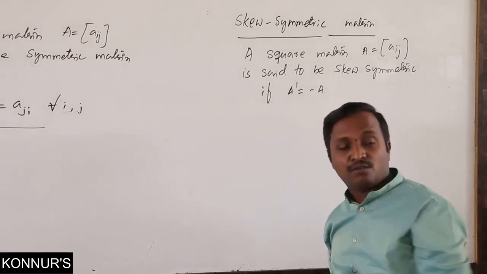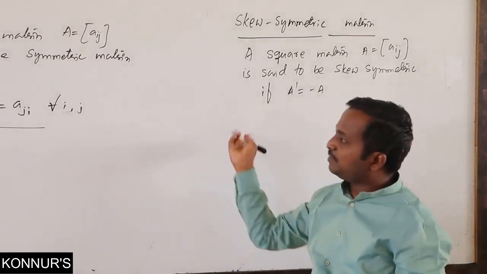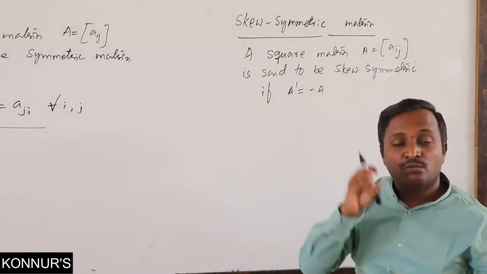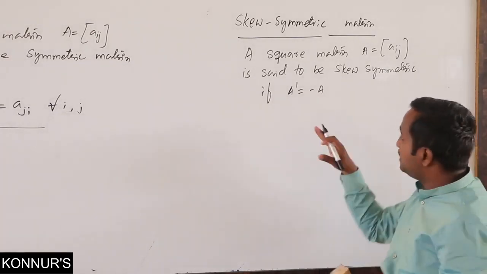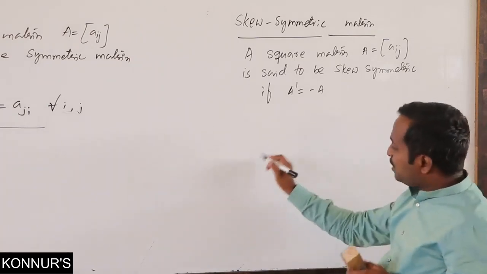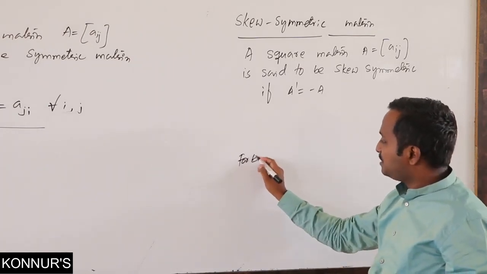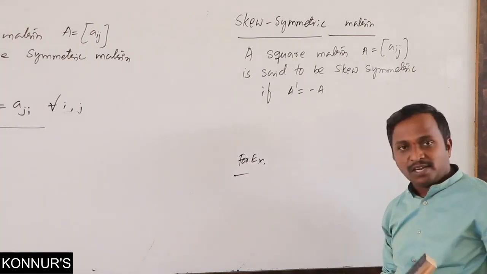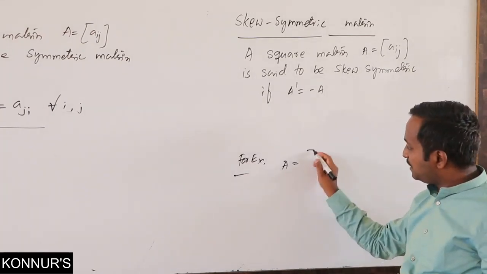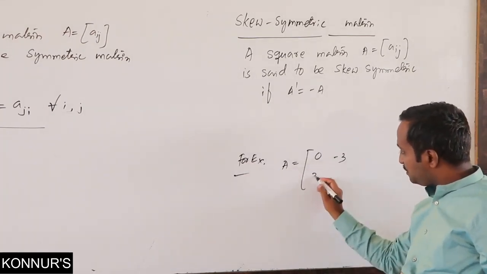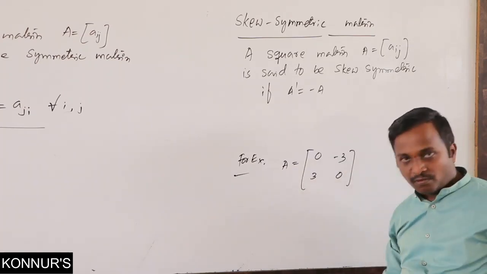If A dash is equal to minus A, what is the difference from the symmetric one? What we did there: A dash equal to A. Here A dash equal to minus A. One example I will take. There is also one rule, I will tell you later. A matrix, if I take 0, minus 3, 3, 0. If it is like this, what is A dash?